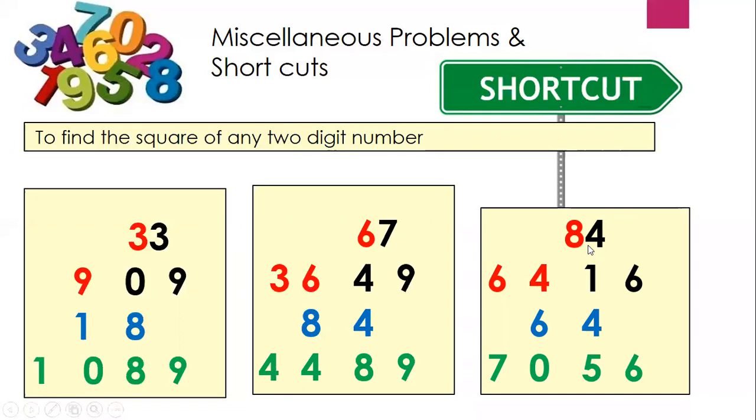Similarly, 84 square: 8 square 64, 4 square 16, 8 into 4 is 32. When we double it, we get 64. So I will write 4 here and 6 here and add 6. 4 plus 1 is 5. 64 plus 6 is 70. So it is 7056. Okay.